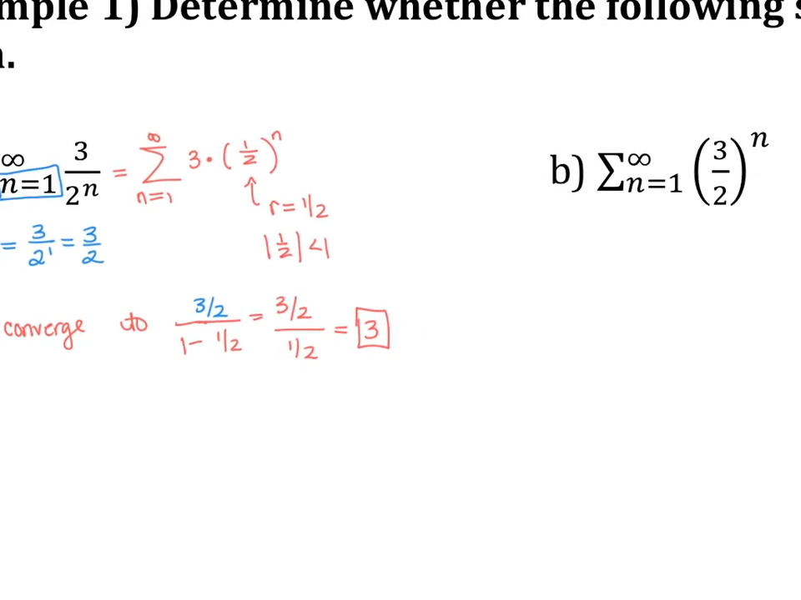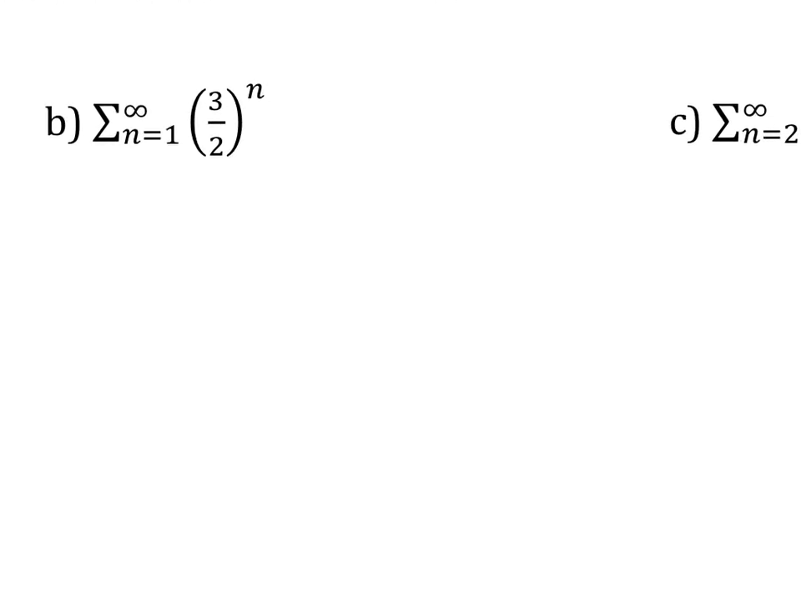All right, let's take a look at my next example. I have the sum from n equals 1 to infinity of 3/2 raised to the n. So here I notice that the 3/2 is my common ratio. And since the absolute value of 3/2 is greater than 1, that means that this series will diverge.